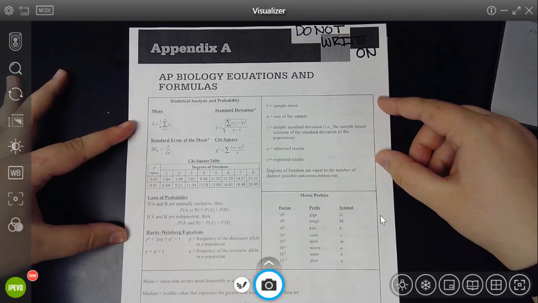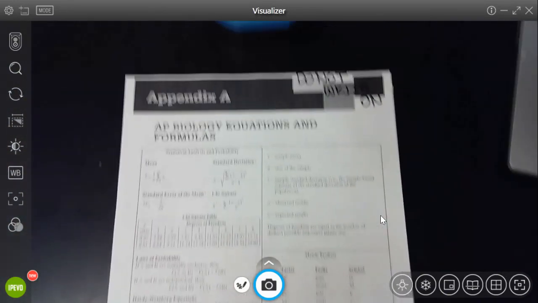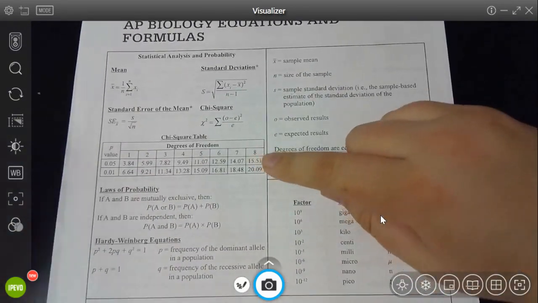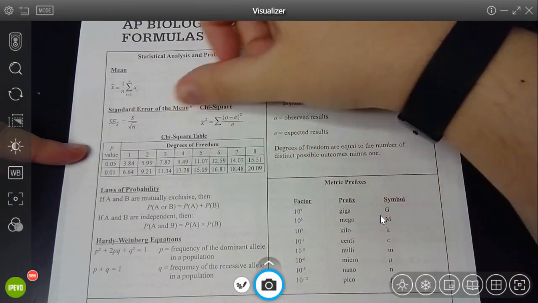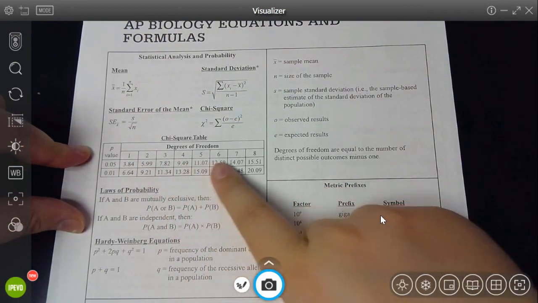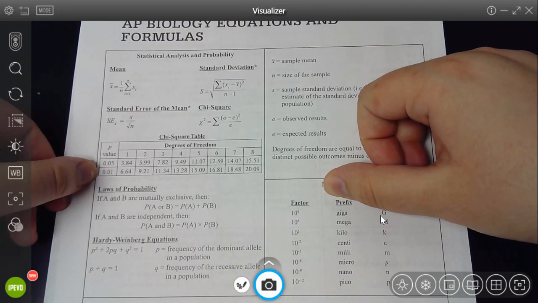So I wanted to show you guys, when you are taking your test, you will have this equation sheet to work off of. Bear with me, this is my first time using the document camera. Okay, so you can see here we have a chi-squared table. Our chi-squared table has degrees of freedom across the top here, so it's going to be 1, 2, 3, 4 to 8, and then our p-values down the side, which are the 0.05 and 0.01.